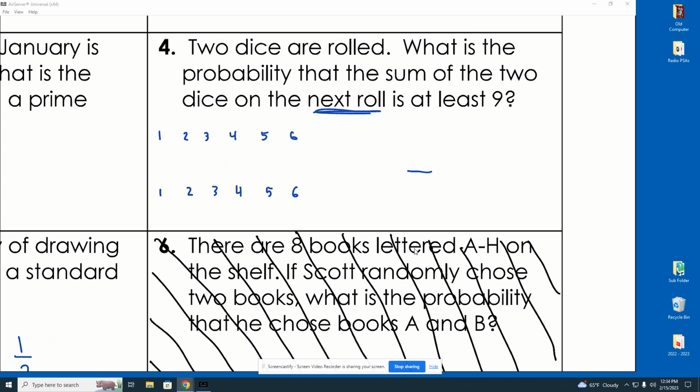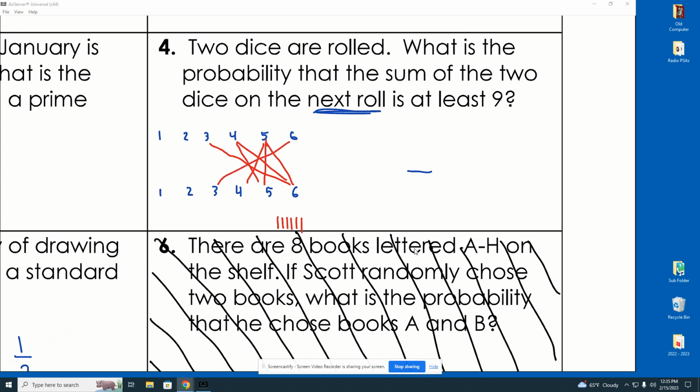Could my first dice be a 3? If I rolled a 3, what could it roll with? So that's one possibility. How about a 4? Could my first dice be a 4? 4 and 5, but also 4 and 6. So that's 2 more. How about 5? What all could 5 be rolled with? 5 and 4, 5 and 5, and 5 and 6. That's 1, 2, 3 more.